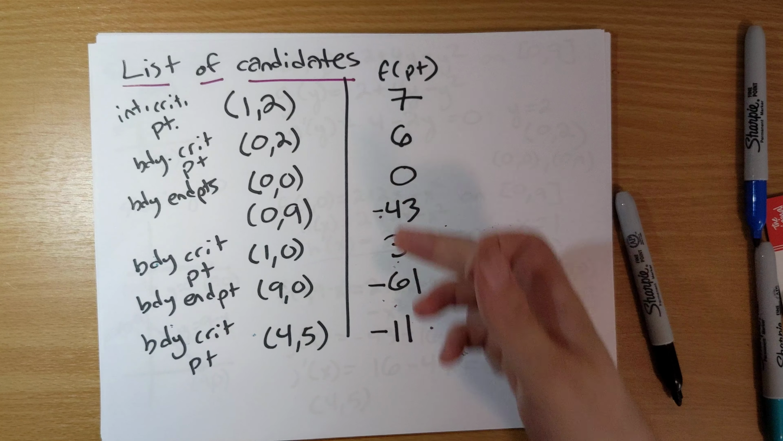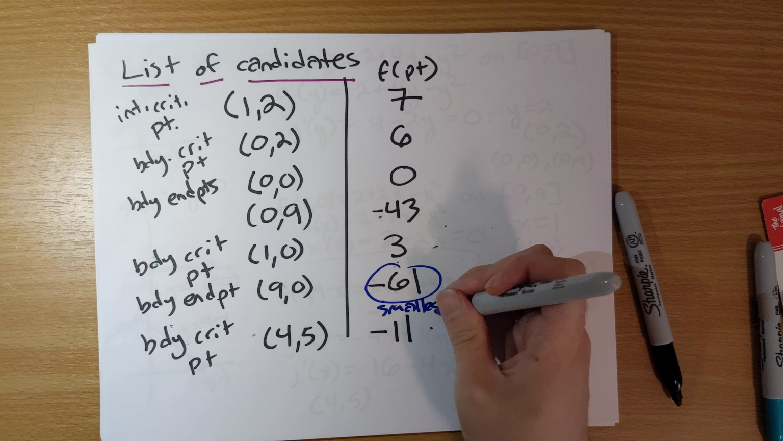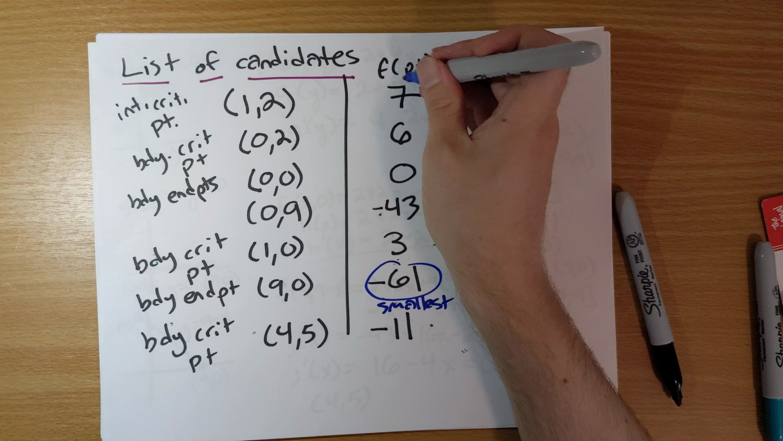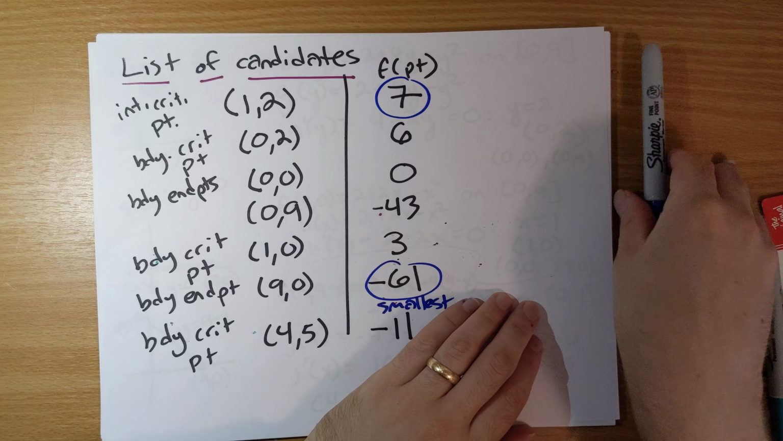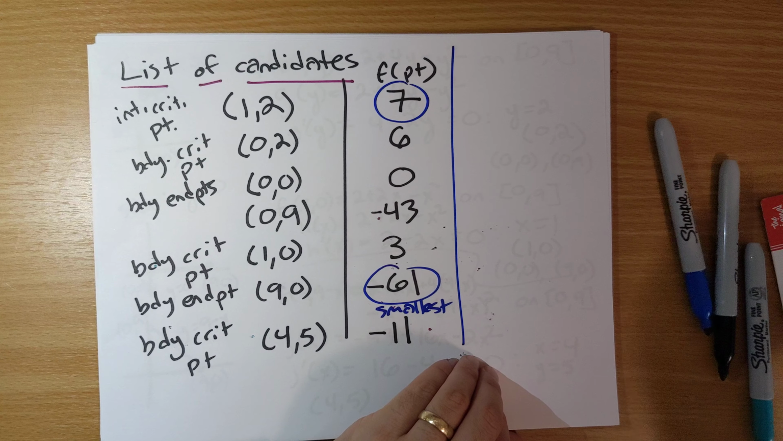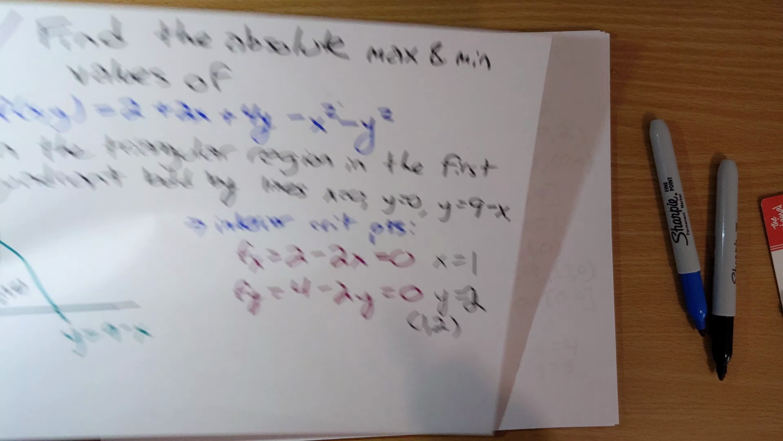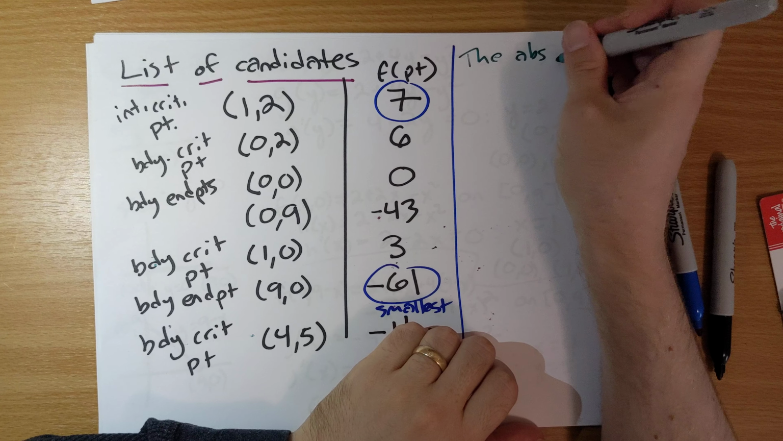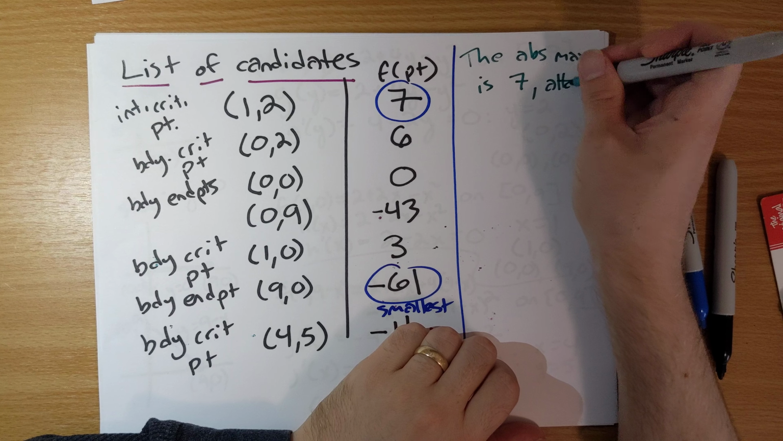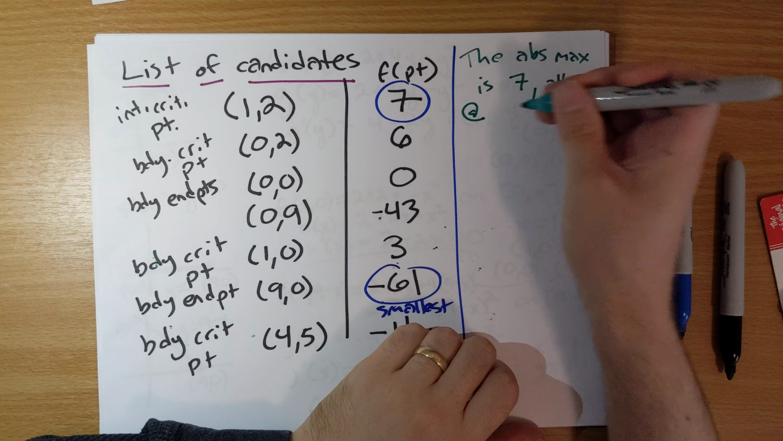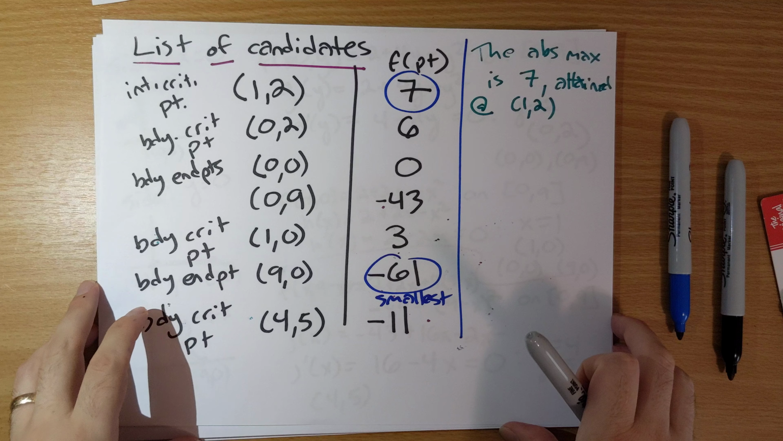So what do we conclude here? What's our biggest and what's our smallest? This one is the smallest. And the biggest one here is 7. So to end this problem, we're asked for the absolute max and min value. So the absolute max is 7, attained at the point 1, 2, the critical point in the middle of the region.